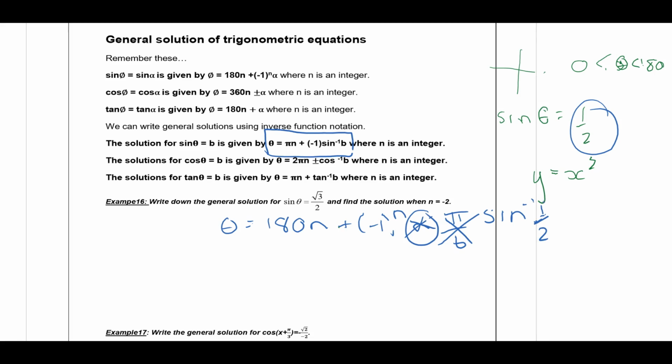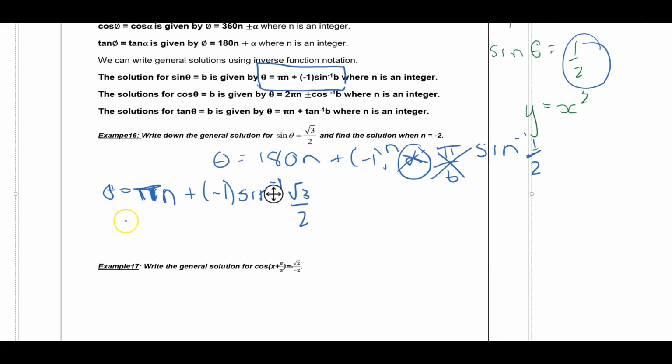Okay, write down the general solution for this and find the solution for n equals minus 2. So I'm going to write from the formula sheet, the solution is, let's go with pi because we've moved on from 180, theta equals pi n plus or minus 1 to the n sine inverse root 3 on 2. There's my solution.